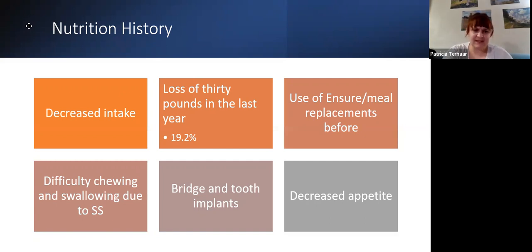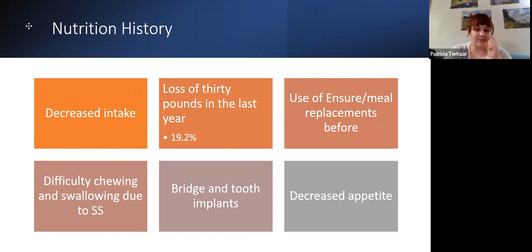She states difficulty chewing and swallowing due to Sjögren's syndrome, which she states is why she doesn't usually like to eat chicken or meats, because it requires a lot of energy for her to cut it up in the first place and then to chew it, so she can be able to swallow as well.